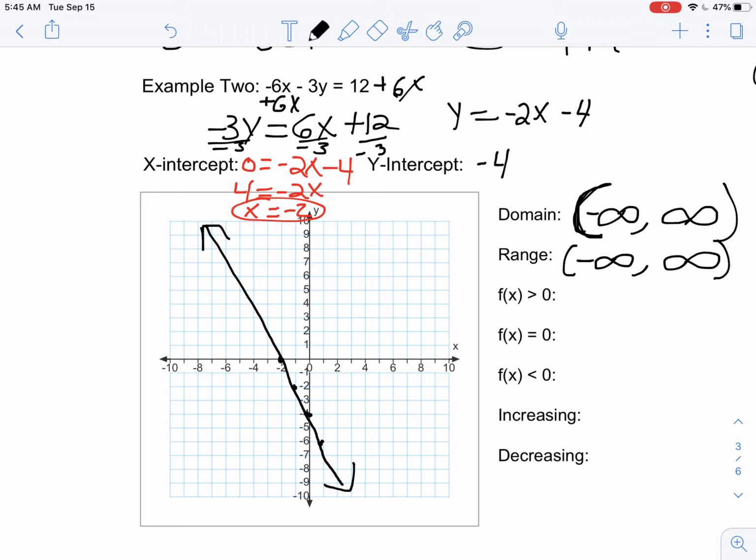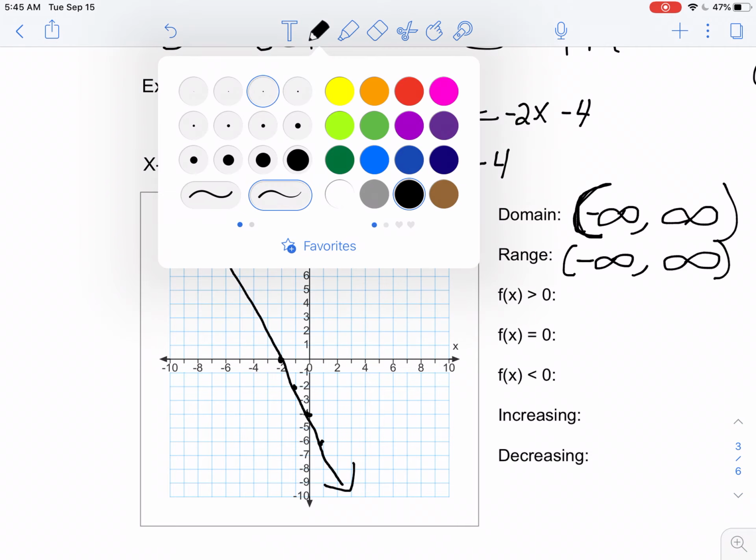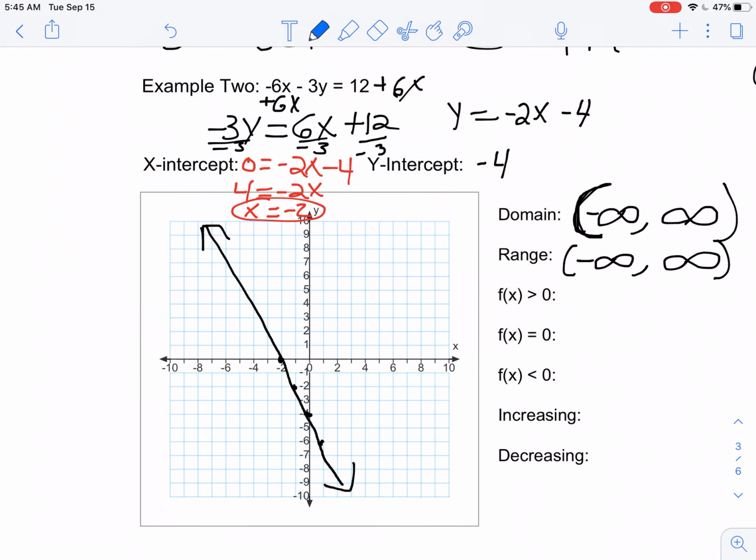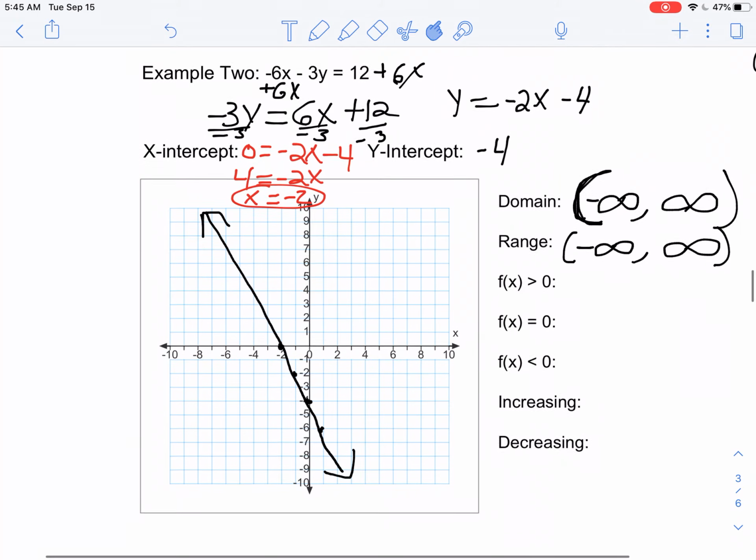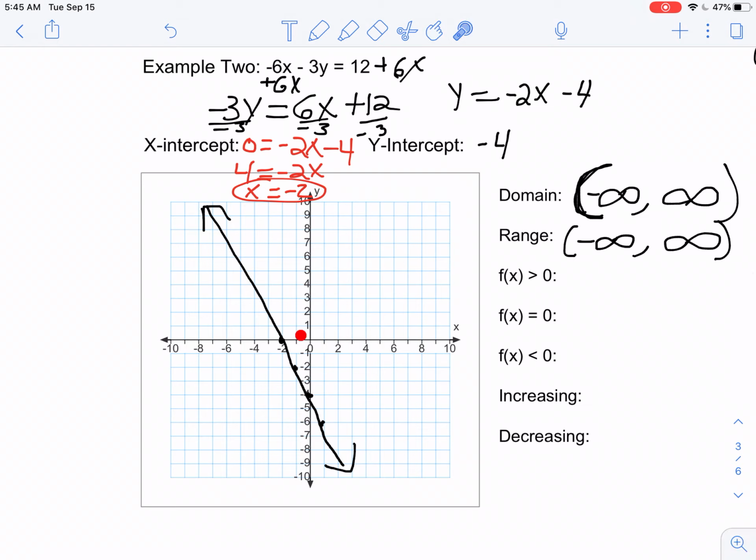All right. Next up, I'm going to change my color. We're looking for when is y greater than 0. I always like to shade this. Okay, so y is greater than 0. Right, y is greater than 0 on this axis. That's where y is greater than 0. And based on our line, that is in this region right here. So we're going to shade that region.